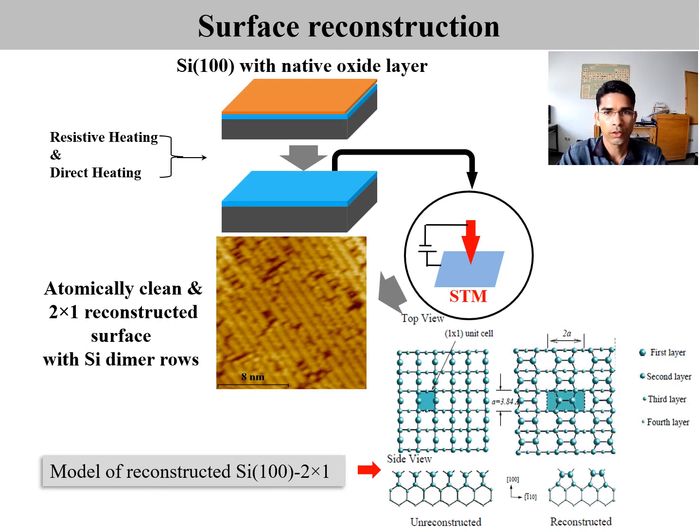Then we cool down the substrate temperature to 870 degrees Celsius, keep it there for 30 minutes and then slowly cool to room temperature. At 870 degrees Celsius, the top layer surface atoms rearrange themselves to form a minimum energy surface. This rearrangement of the top layer atoms is called surface reconstruction. Silicon 100 surface undergoes 2 cross 1 reconstruction. Silicon 110 undergoes 16 cross 2, 5 cross 1 reconstruction. Silicon 111 surface undergoes 7 by 7 reconstruction.